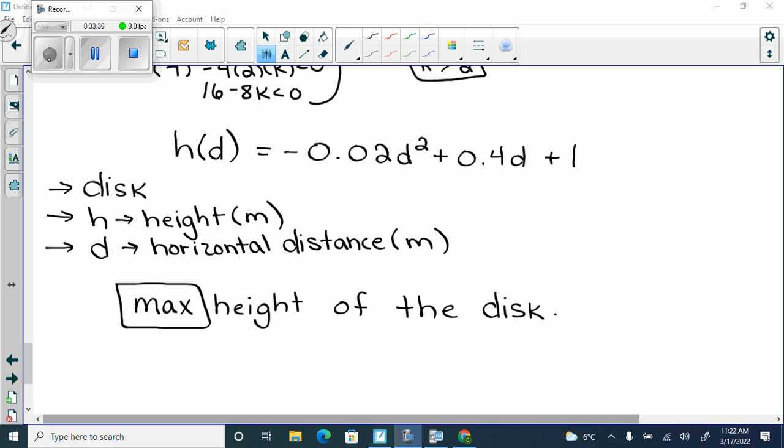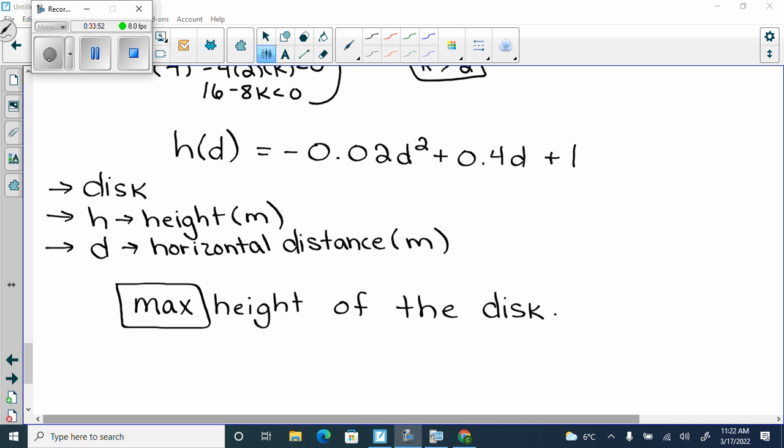It has decimals, so it should make you very happy, James. You're looking for the y, but why are you looking for the y? Because it says maximum height. If I said, what's the horizontal distance it takes to reach the maximum height, then you give me the x of the maximum, right? So that's why the variable matters.